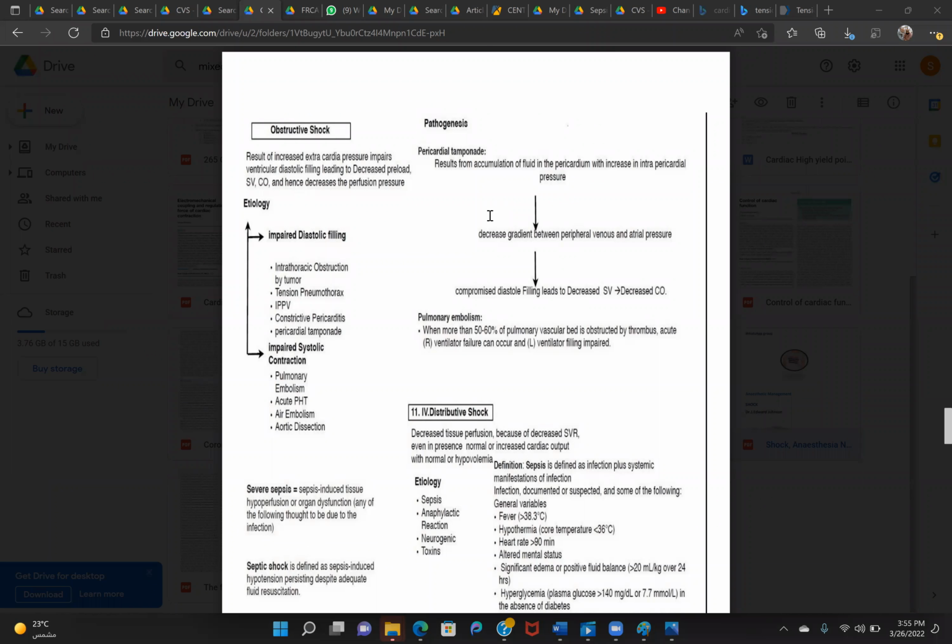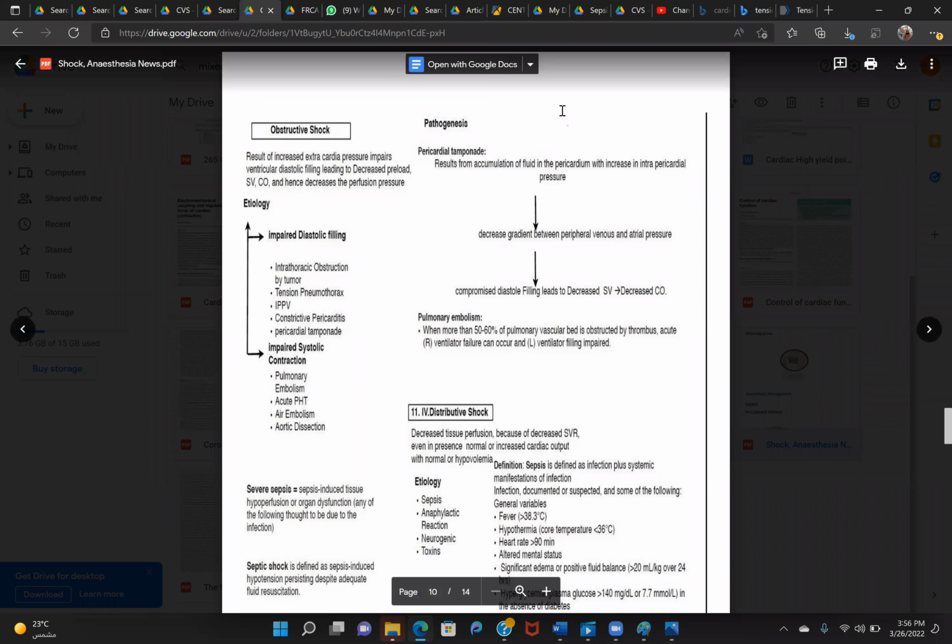Okay. So this is just understanding the phenomenon of what is happening. So this is one of the reasons for obstruction in this scenario. That's why we are labeling it as obstructive shock, that there is some obstruction to the flow. Okay, so that's why we say that anything in the thorax, it may be intrathoracic obstruction by tumor, tension. Now let's discuss tension pneumothorax. What happens in tension pneumothorax?